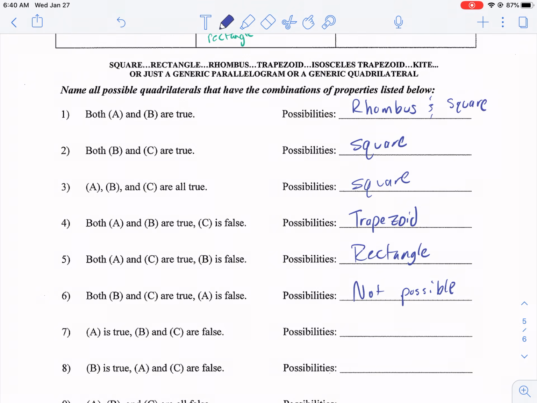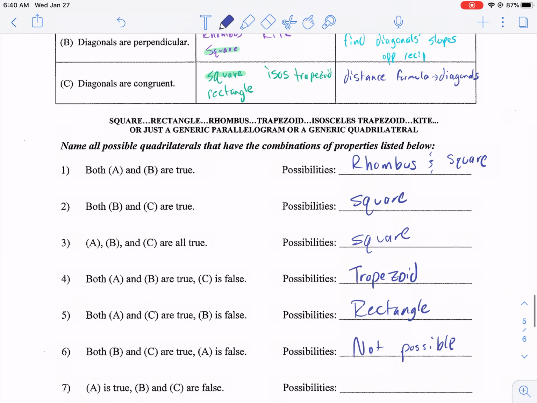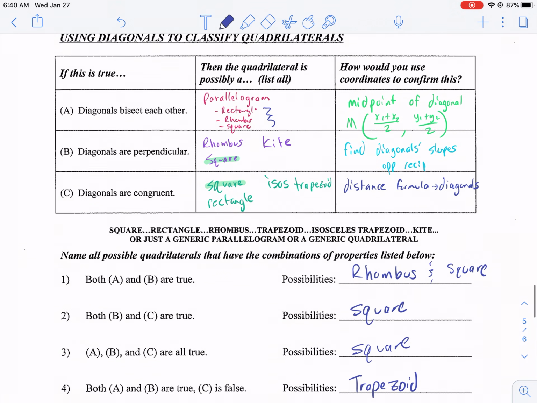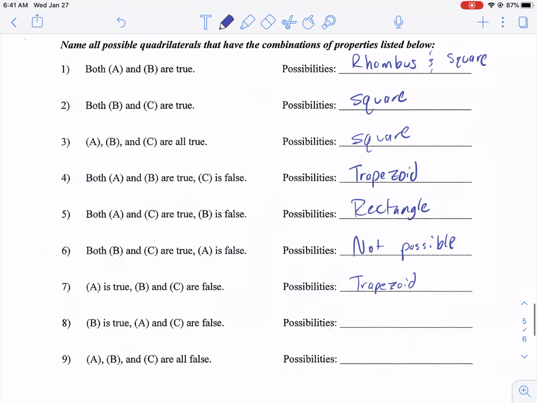A, B, C are false. So that's going to be, again, either a trapezoid or a generic quadrilateral. So I'm just going to put trapezoid here. Okay, could apply to, I'll put quad.